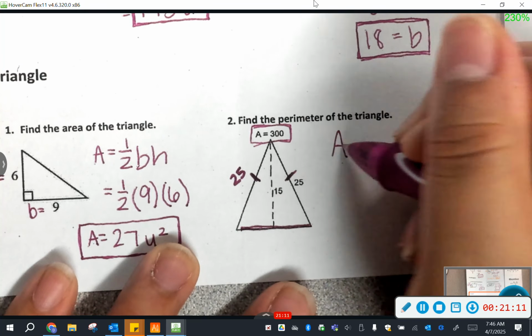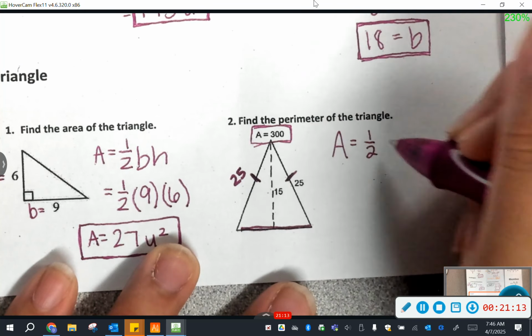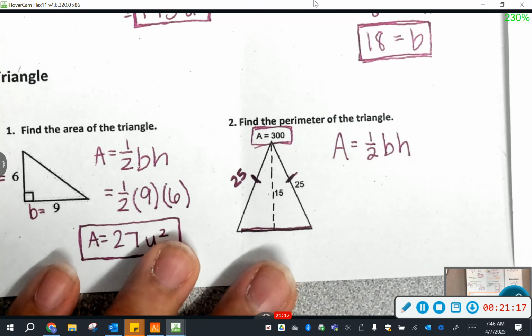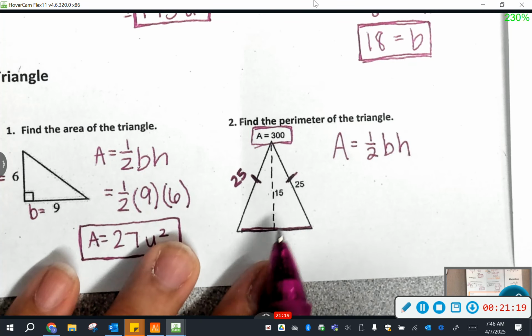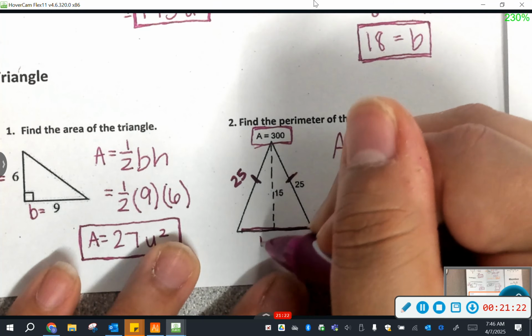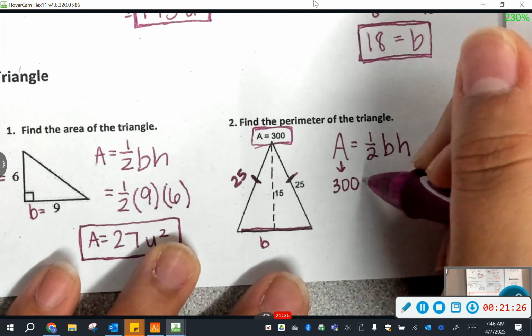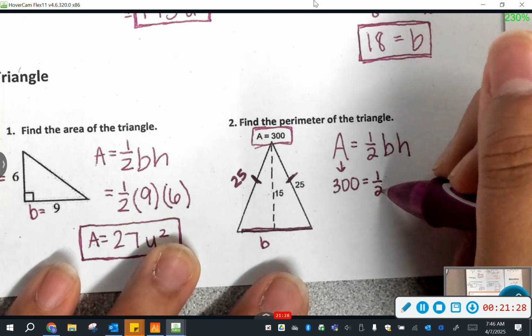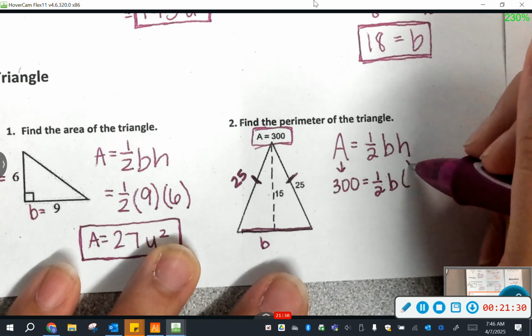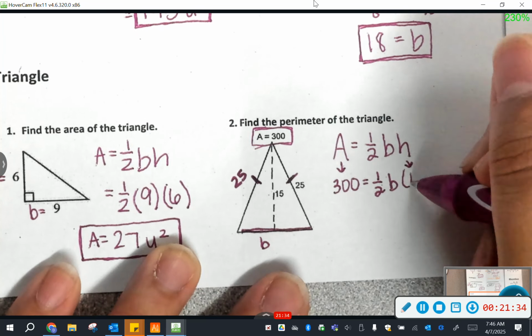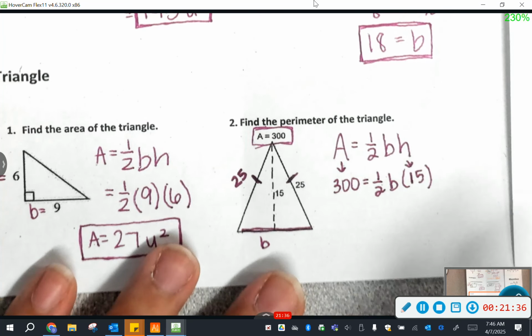So I'm going to do area equals 1/2 base times height. And what's on the bottom? What do we call that? What are we missing? We're missing the base. So I'm going to plug in everything. 300. Please write this down with me. What's the height here? 15. Remember, the height goes straight up and down.